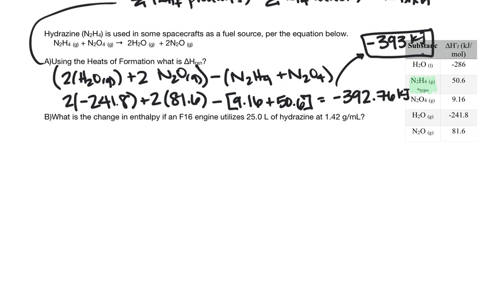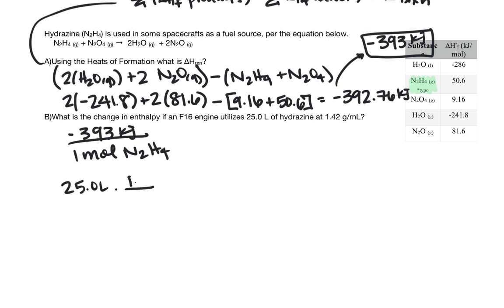So the next question, part B, asks, what is the change in enthalpy if an F-16 engine uses 25 liters of hydrazine at 1.42 grams per mL? So what we need to remember is that this delta H really means that we have negative 393 kilojoules for every 1 mole of N2H4. So what we need to know is how many moles of hydrazine are we going to use? Because you can just multiply these values together. So I'm going to take my 25.0 liters and multiply that by 1.42 grams in 1 mL.